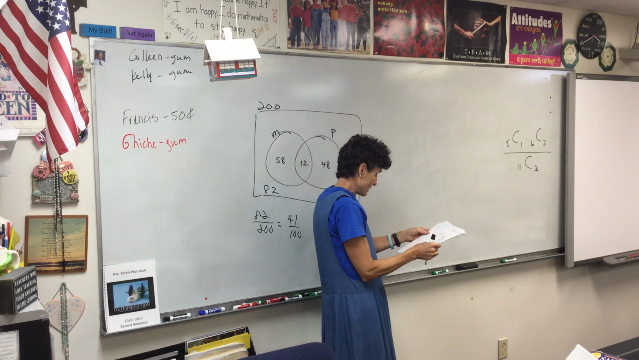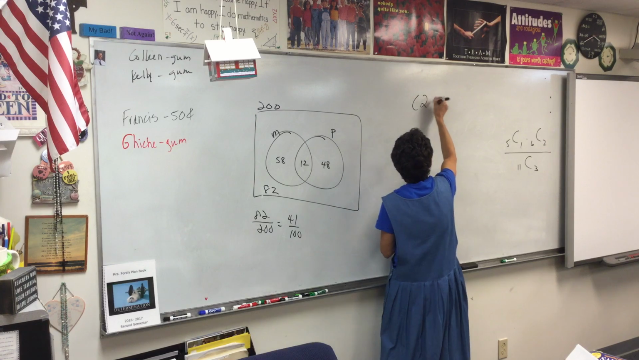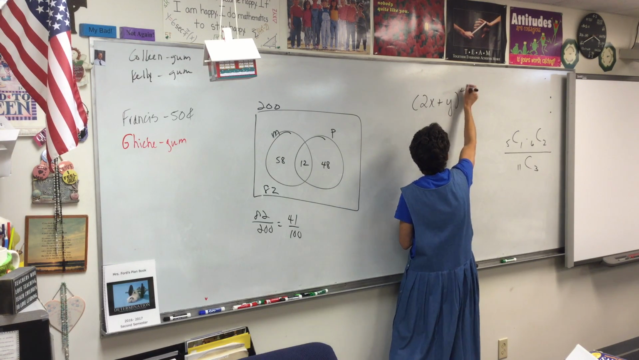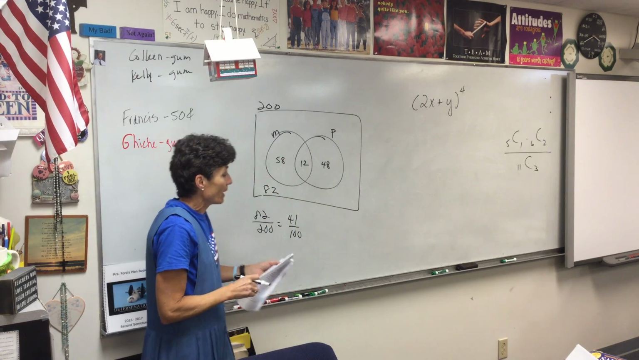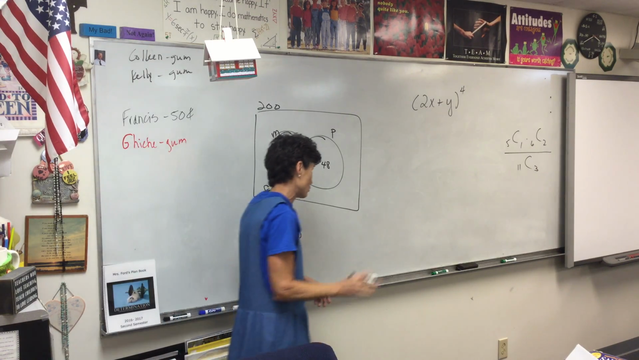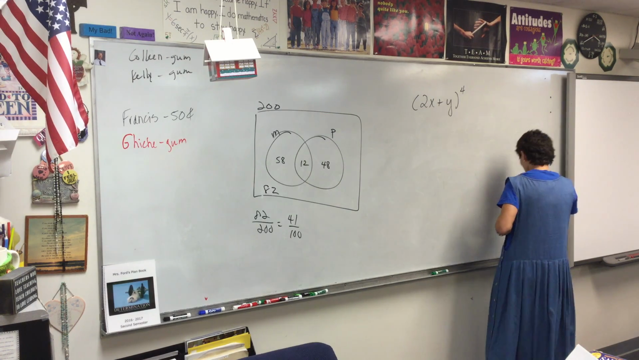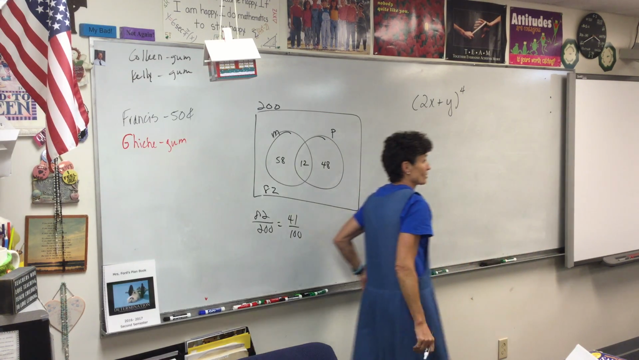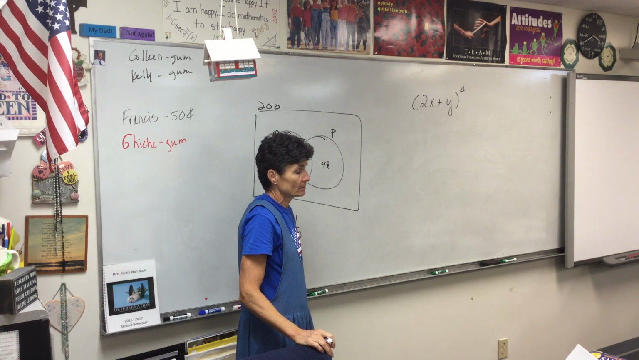Number 15, I squeezed in some up there at the top. Number 15, expand, oh lordy, 2x plus y to the fourth. This is like a review sheet, so we need to be able to do this. You remember how to do that? Expand that. You could FOIL it out. Takes a while, but you could. What else could we do? It's a binomial expansion, so we'll use the triangle.